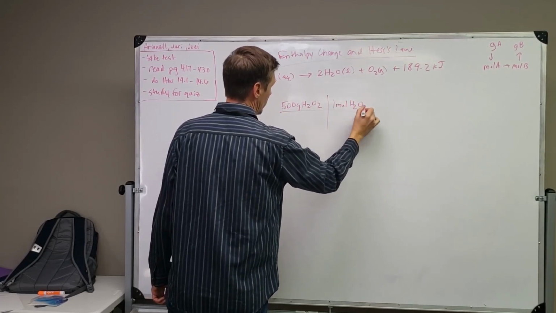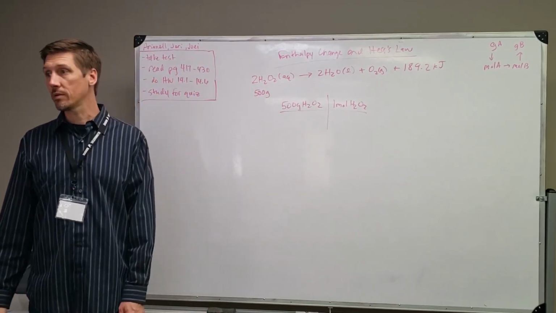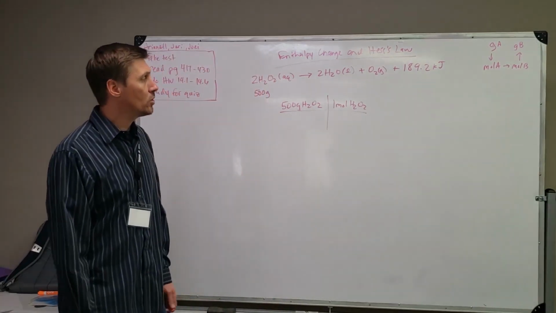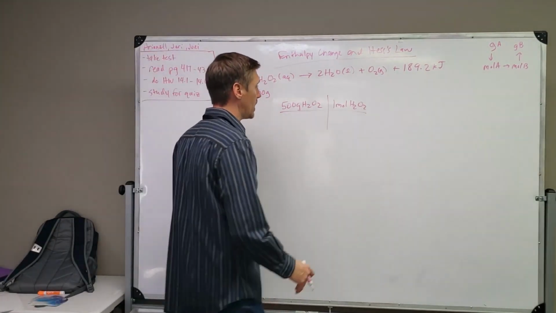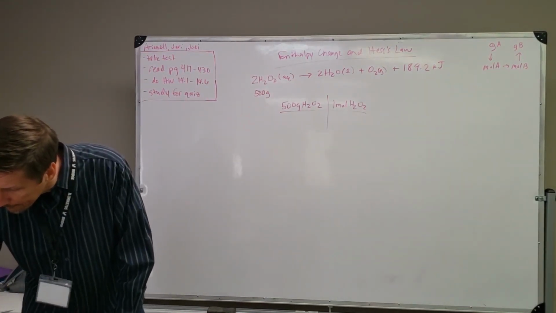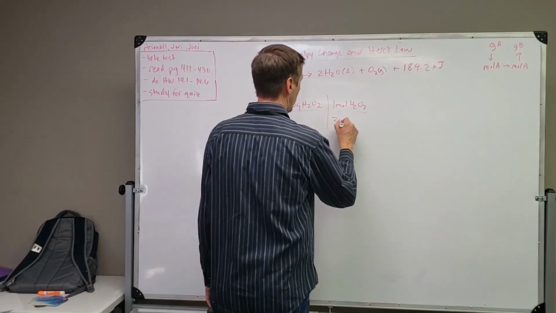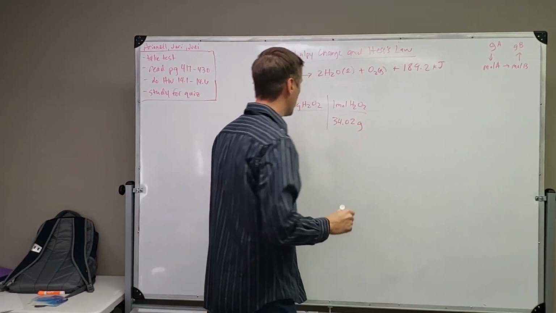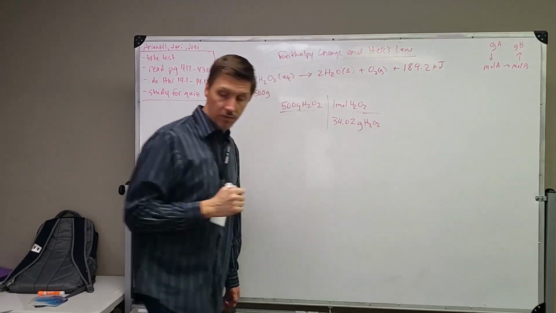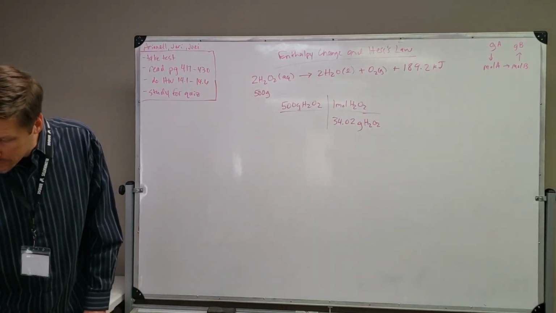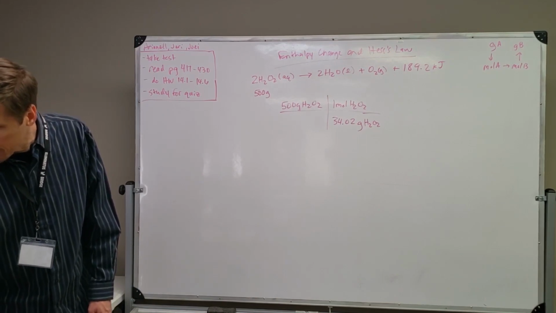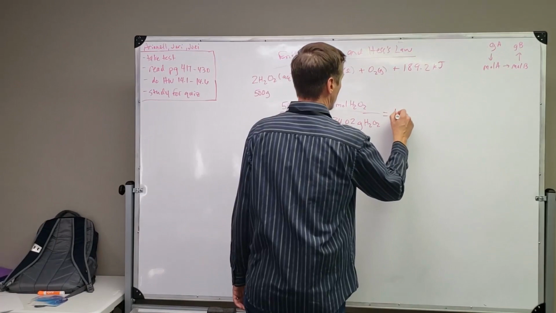The atomic mass. You guys should be able to do that in your sleep at this point, right? You go to the periodic table, look up the atomic mass of H, multiply it times 2, and add that to the atomic mass of oxygen, also multiplied by 2, and you should get a value of 34.02 grams of H2O2 equals 1 mole of H2O2, right? So from that, we can figure out the number of moles of H2O2 to be 14.7 moles.